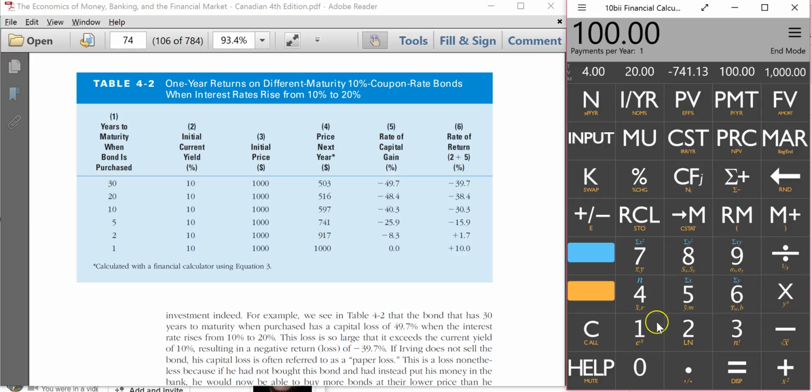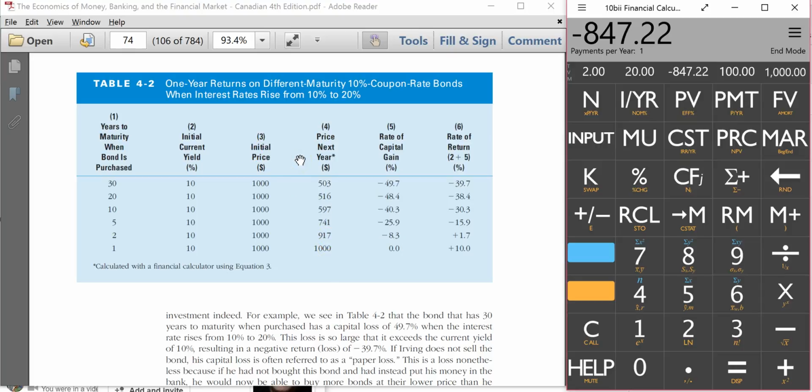And interest rates have gone up to 20%. So I'm going to type in 20, and this is where I input my interest rate right here, I over YR. And it's for 2 years. See this 2-year bond right here? So I'm going to type 2 and N is 2. And then I hit present value. And this is what was confusing the student. This student was getting a new price of $847, but in the textbook, the new price for the next year is $917.